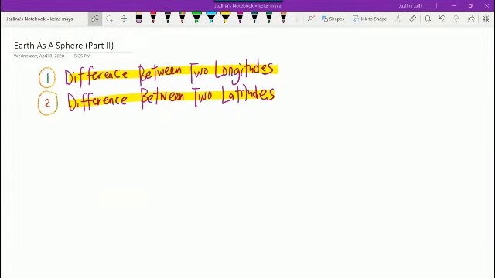Assalamualaikum and hi everyone. Okay, for this part 2, Earth as a sphere, I'm going to explain about two subtopics only. The first one is the difference between two longitudes and the second one is the difference between two latitudes.